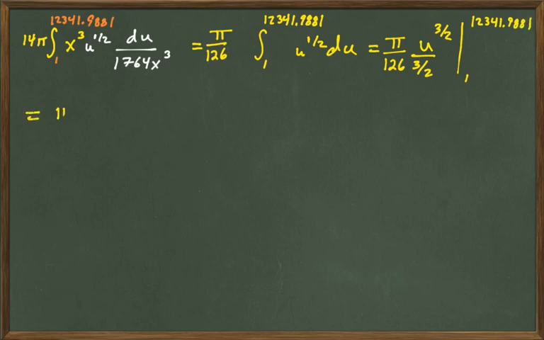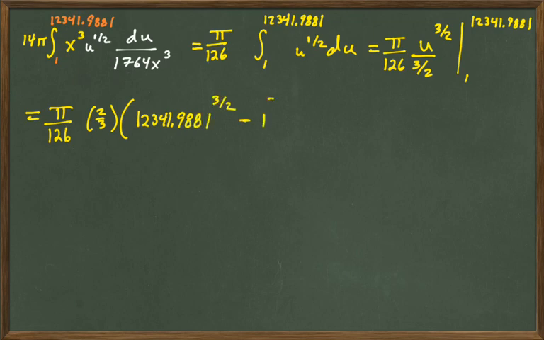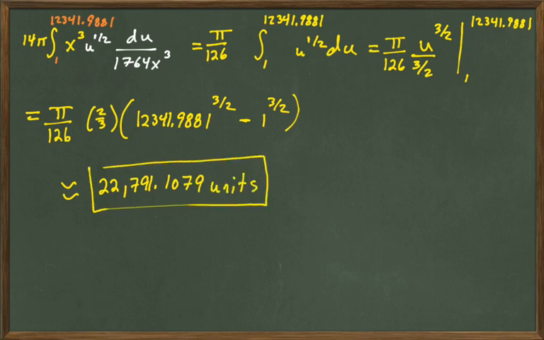So pi over 126, take the reciprocal of the 3/2, 2/3. That's going to be 12341.9881 to the 3/2 minus 1 to the 3/2. And so that's going to be approximately 22,791.1079, and that's going to be units squared for our surface area.